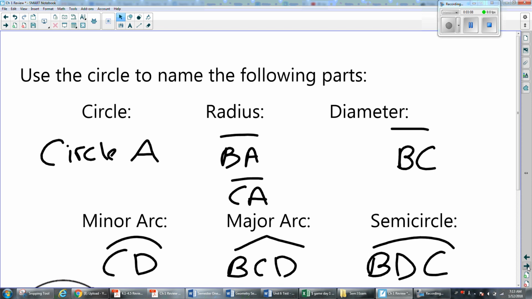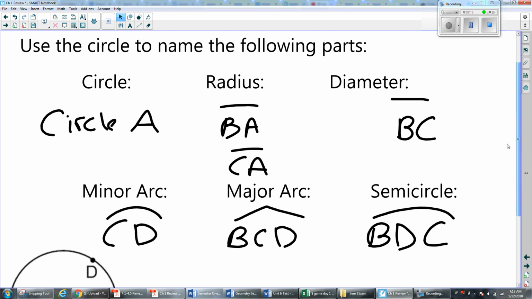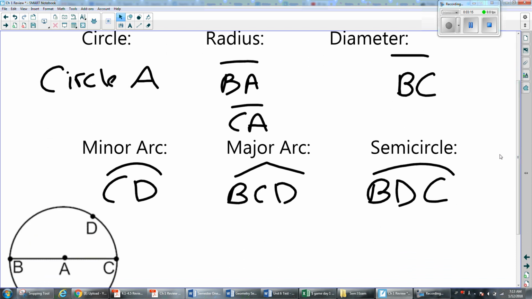So if we want to use the circle below to name the following parts, we name the circle by its center point. So the center of the circle here is A, so you could just call this circle A. Your radius goes from the center of the circle to a point on the circle. Here you could have either said segment CE or segment BA, or flip those endpoints around. The diameter then is going the whole way across the circle. It's a segment, it's a chord that has endpoints on the circle.